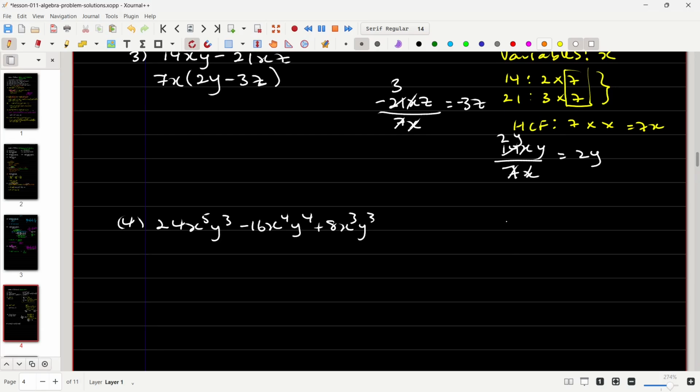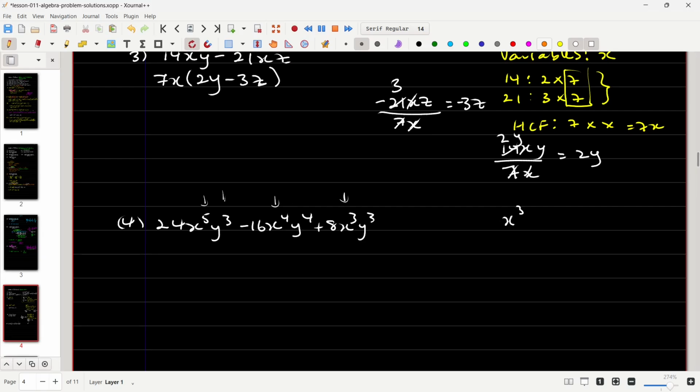So let's look at the x variables. In the first one, we have x to the 5, that's the lowest power so far. Then we have x to the 4, which is the next lowest power. Then we have x to the third, which is the lowest. So we're going with x to the third power in terms of the variables that are in common.